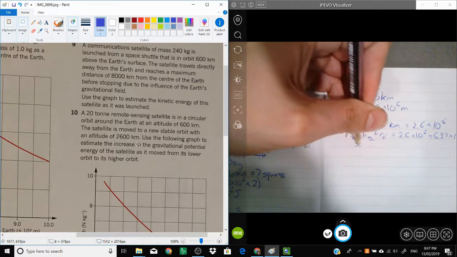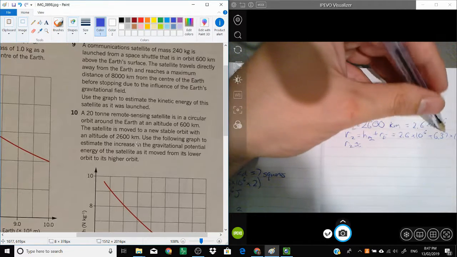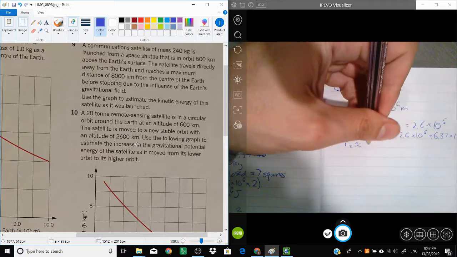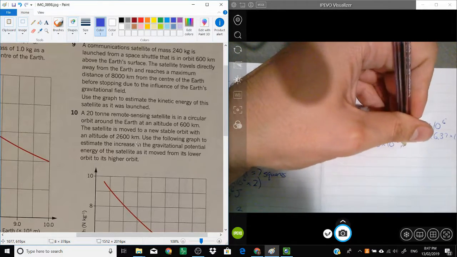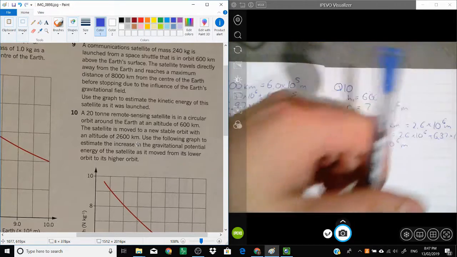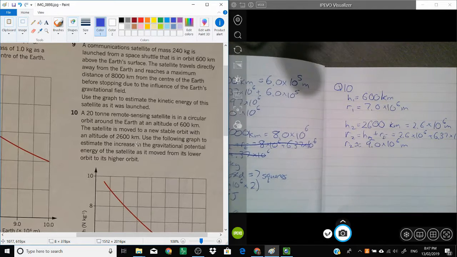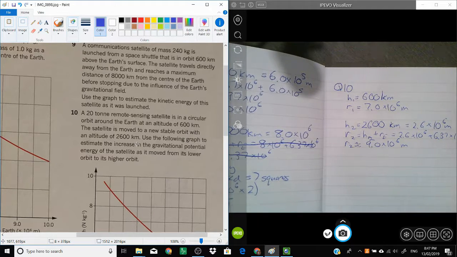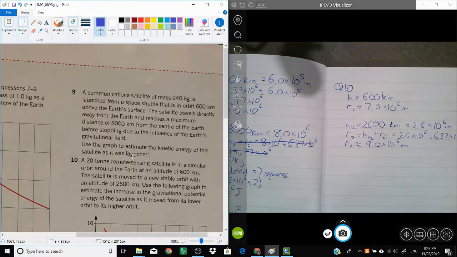Second value, 8, very close. I'm just going to round that to 9.0 times 10 to the 6 meters. Let's get all our nice little units in a row. There we go. So we're going 7 to 9, and we've got a new graph. That looks good. Use the following graph to estimate the increase in gravitational potential energy of the satellite as it moved in its low orbit.